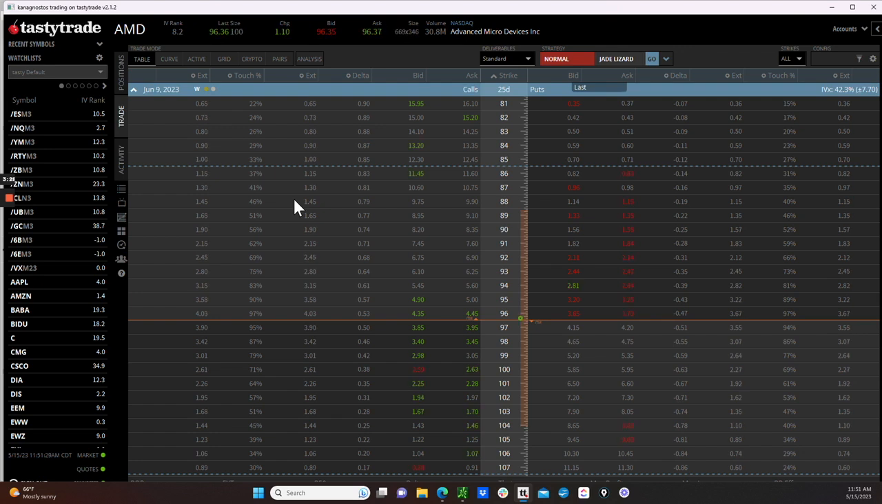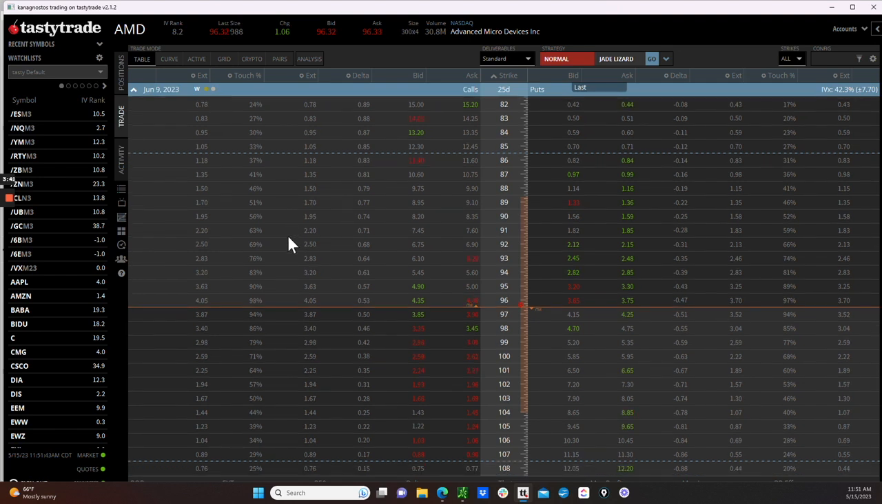So what I'm going to look at is a jade lizard in here, because a jade lizard will have no upside risk if we do get a move that's higher than that target level. A jade lizard is the sale of an out of the money call spread and an out of the money put. To set it up properly, we need to collect a credit that is greater than the width of our call spread. That's what gives us no upside risk.